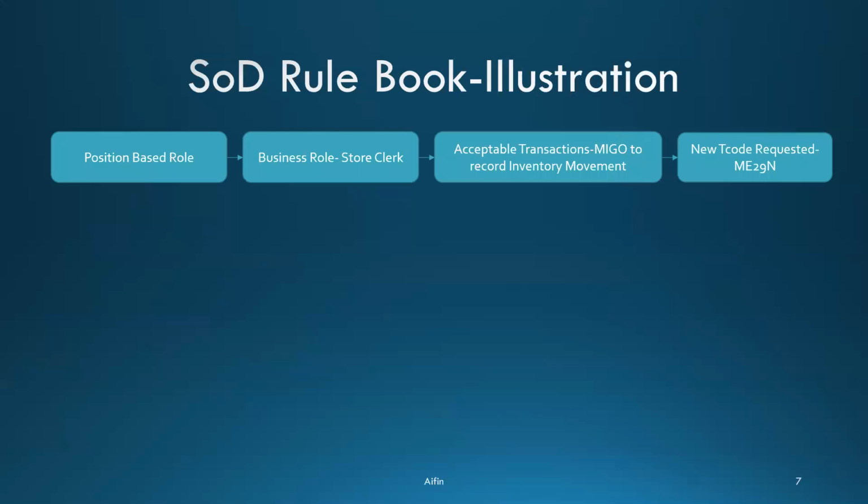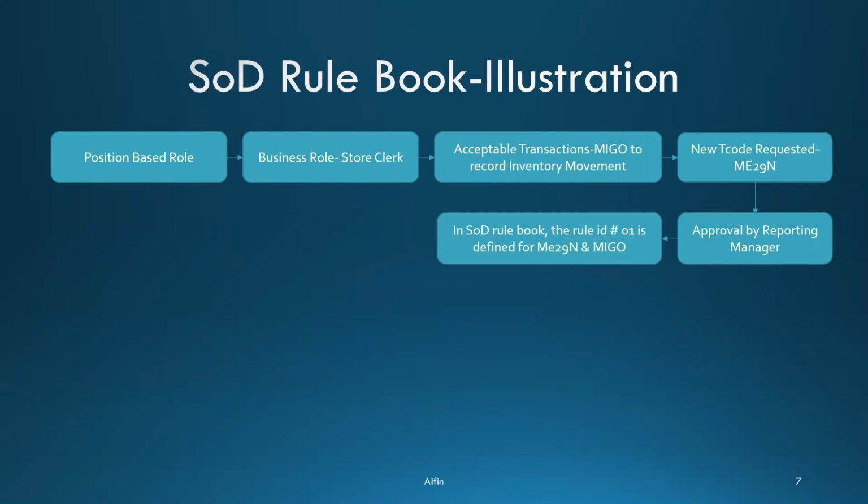Then suppose that user requests another T code, ME29N, which is for purchase order release. Then this goes to the reporting manager for approval. The reporting manager may not be aware whether this transaction code will result in a conflict, because those people do not understand what can go wrong. The reporting manager could be from a function like marketing or sales or whatever. This is a subject which generally finance people understand more, that this could result in a SOD conflict and how we have to go about it.